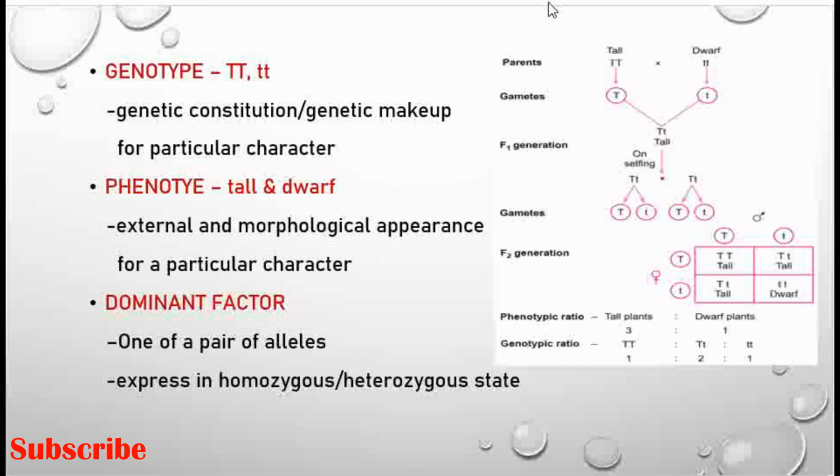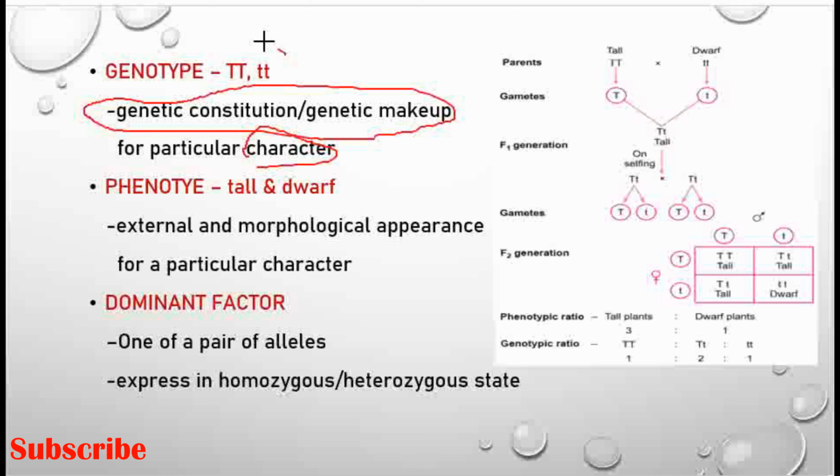Coming to genotype and phenotype. So what is a genotype? Genotype is the genetic constitution or the genetic makeup for a particular character. Like capital T small t that we represent, this is the genotype. What genetic constitution is there in it, that is the genotype.